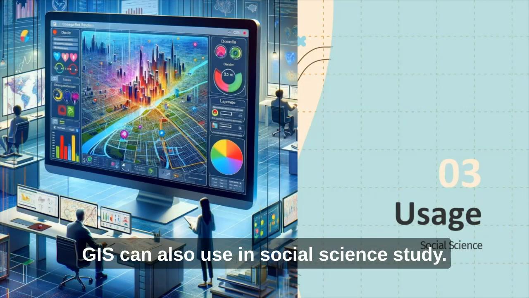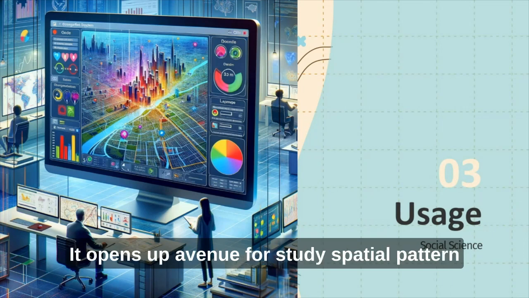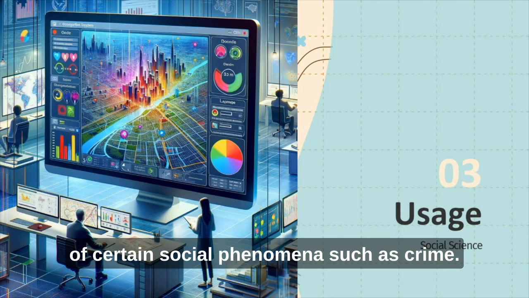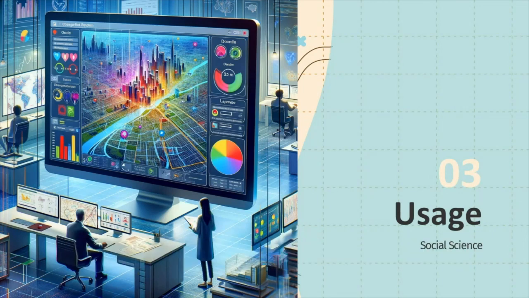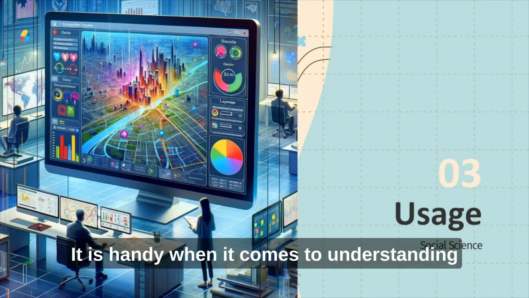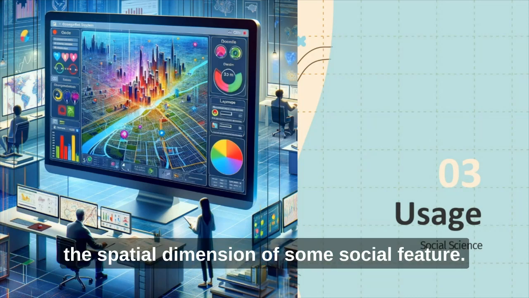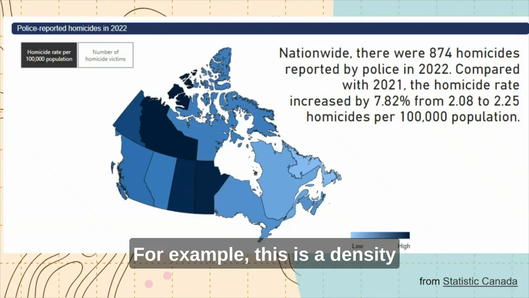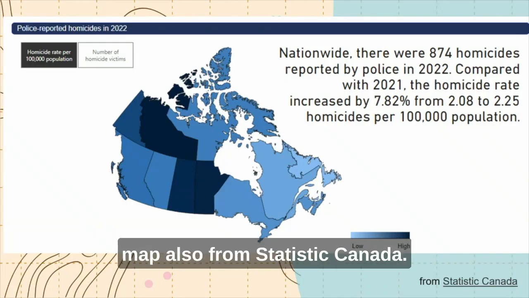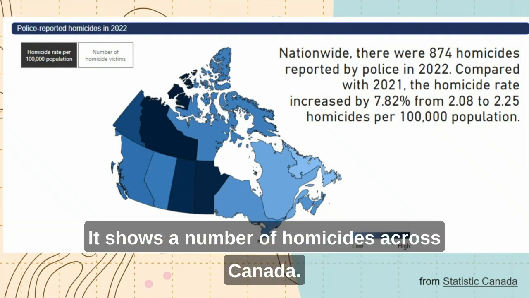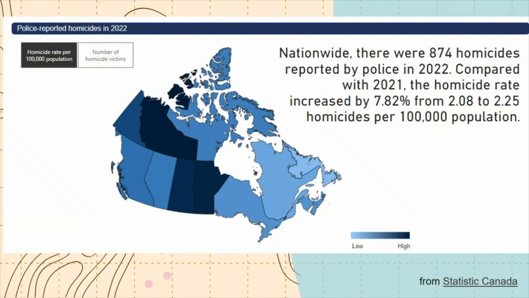GIS can also be used in social science study. It opens up an avenue for studying spatial patterns of certain social phenomena, such as crime. It is handy when it comes to understanding the spatial dimension of some social features. For example, this is a density map, also from Statistics Canada. It shows the number of homicides across Canada.